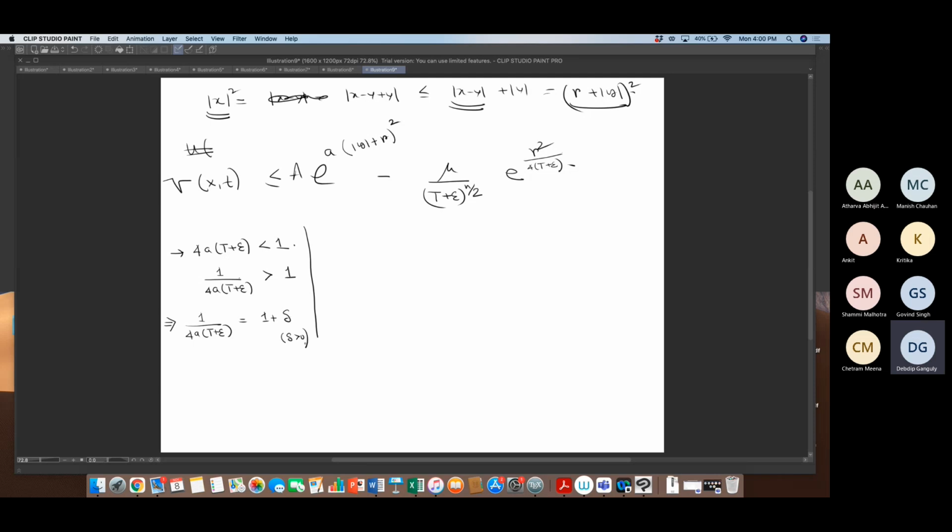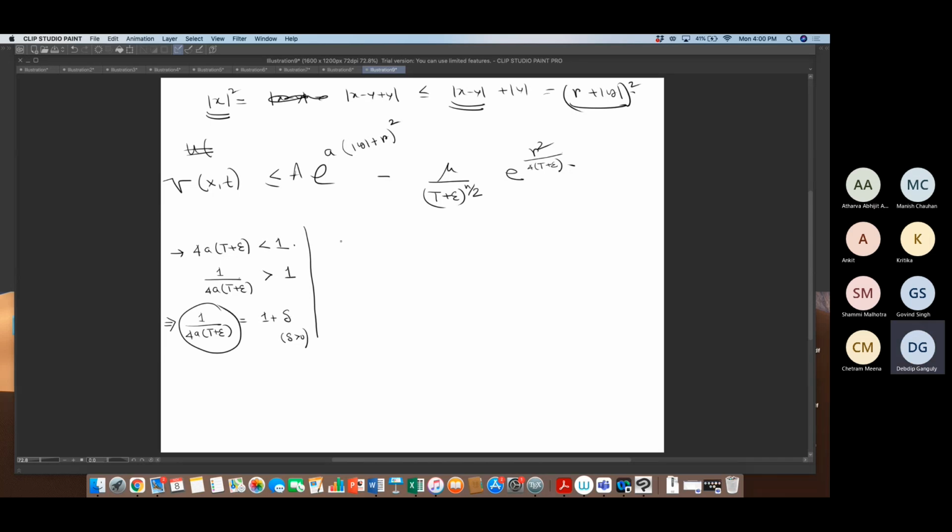That means the t is fixed, epsilon is fixed, a is fixed, everything is fixed, so it is greater than 1. That means 1 by 4a t plus epsilon is equal to 1 plus some delta positive. This delta depends on a, t and epsilon. Okay? Is that clear? It is a number which is strictly greater than 1. So I am writing that this is equal to 1 plus some delta. Delta is positive. Okay? So now substitute this here.